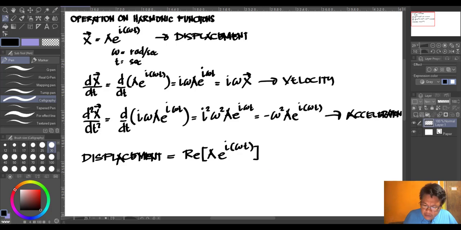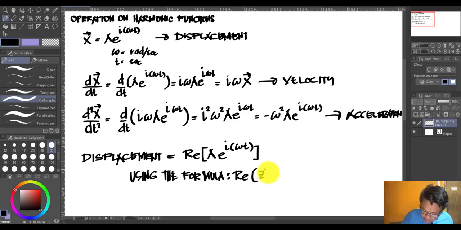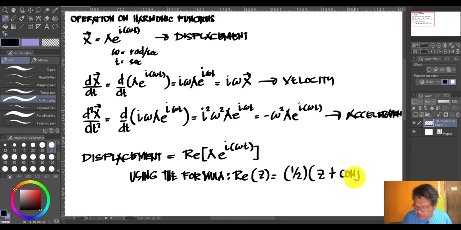We can represent it by using a conjugate. Using this formula, we have Re of Z, where Z represents the function, and this is equal to 1/2 multiplied by Z, again that is the function, plus the conjugate, so that is the conjugate of Z, then close parenthesis.